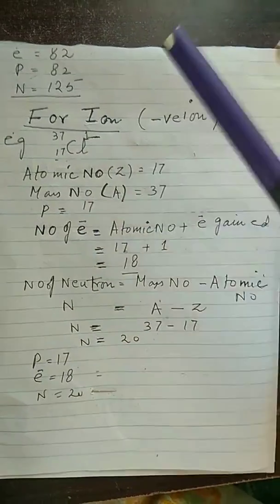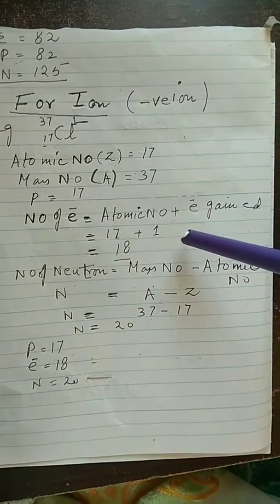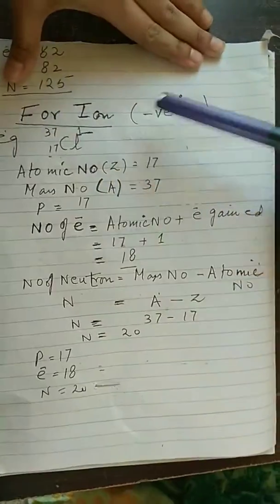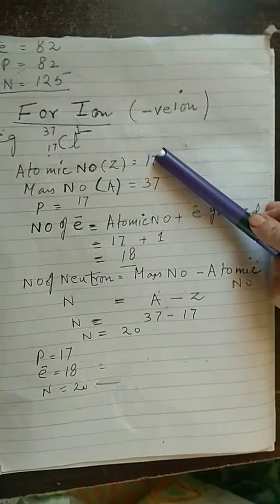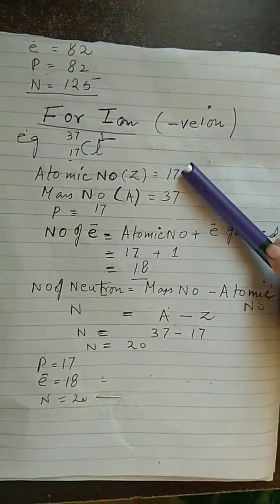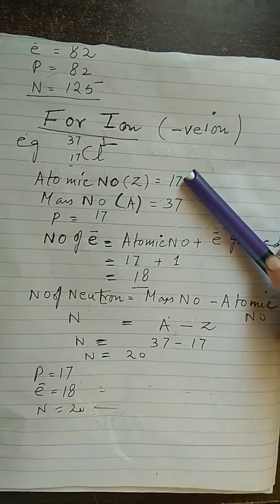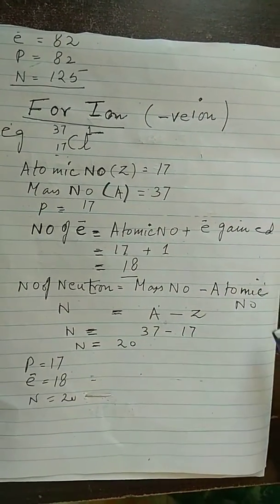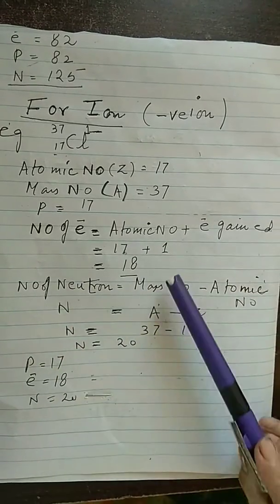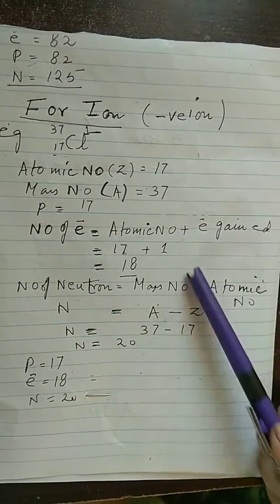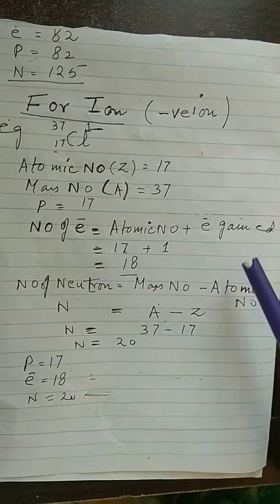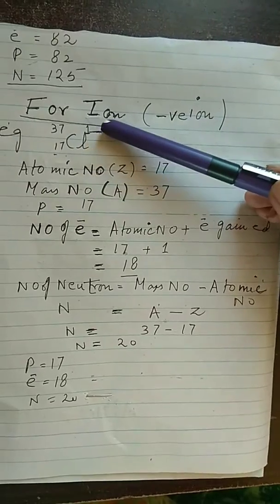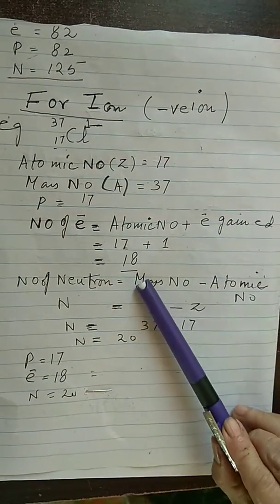Now I told you the formula. What was the formula for the number of electrons? Negative ion means it has gained 1 electron. You know in the outermost shell of chlorine there are 7 electrons, so it tries to complete the shell and will gain 1 electron. So for the negative ion we will add. The formula for the number of electrons is atomic number plus electrons gained. What is the atomic number? 17. What is the charge? That is 1 minus, so 1 electron. 17 plus 1 is equal to 18.